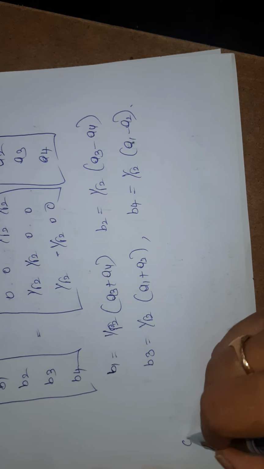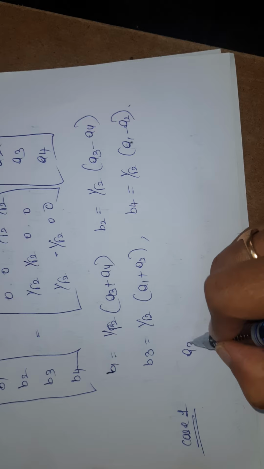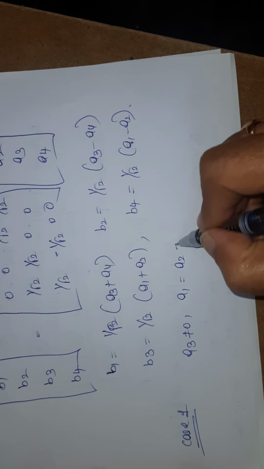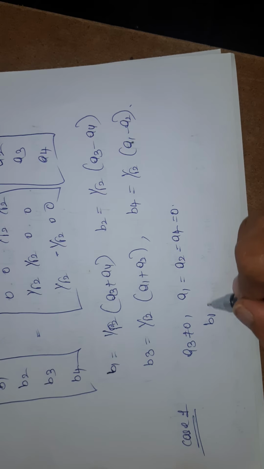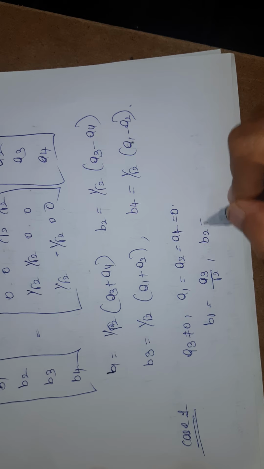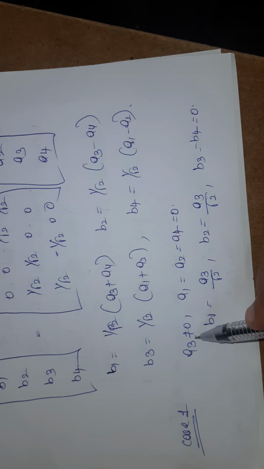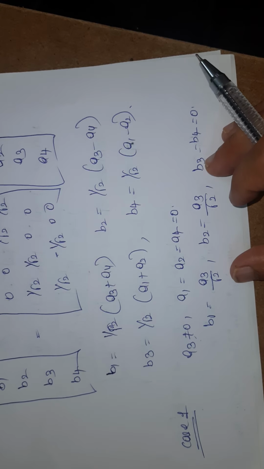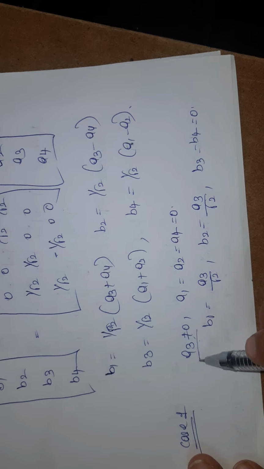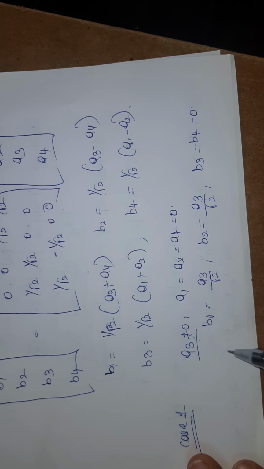Okay. Now, we will see the cases. Case 1. A3 not equal to 0, A1 is equal to A2 is equal to A4 equal to 0. By substituting all these values, I will get B1 is equal to B2 and B3 is equal to B4. That is, I am applying some input at port 3 and no input at the other ports. Port 3 is nothing but the H arm. If we apply the input at the H arm, what happens in the H plane T? The input is equally divided between port 1 and port 2. The same thing is happening here.